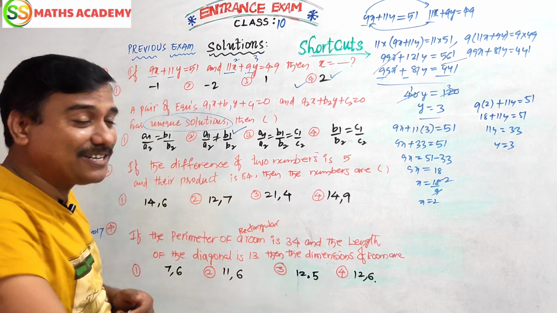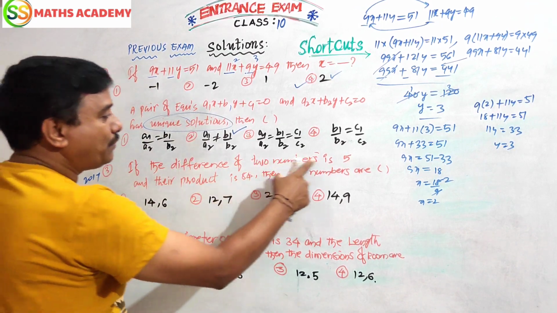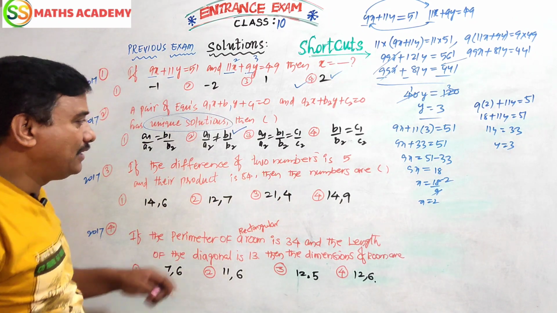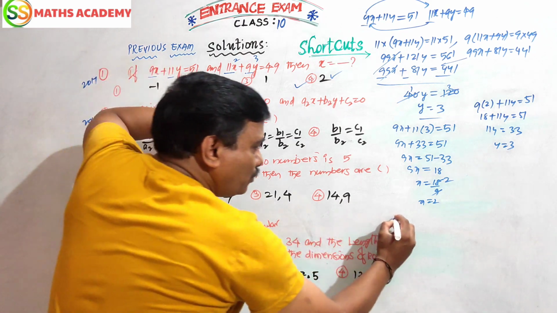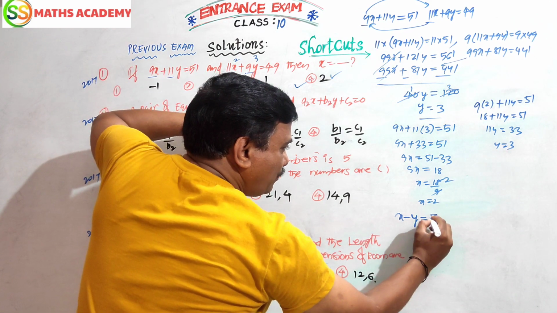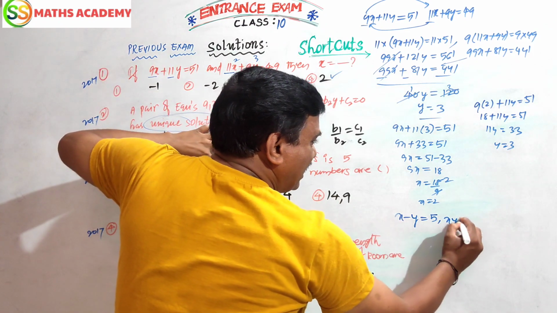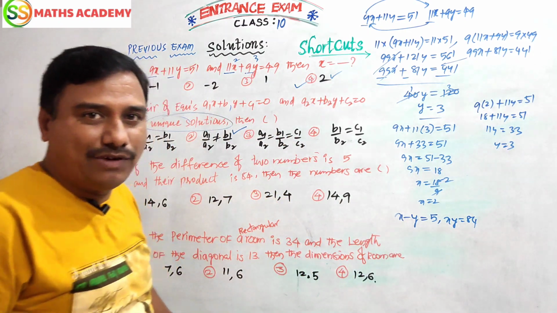Concept is power. If the difference of two numbers is 5, and their product is 84, then the numbers are? For example, let us take the two numbers with difference x minus y is 5, and product of two numbers is 84. Find x and y value.